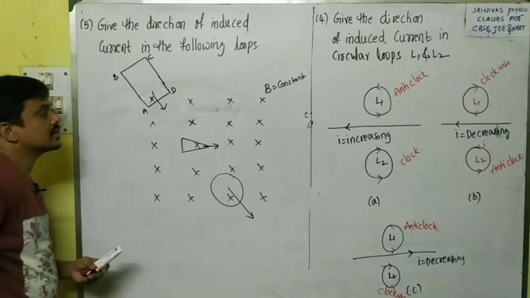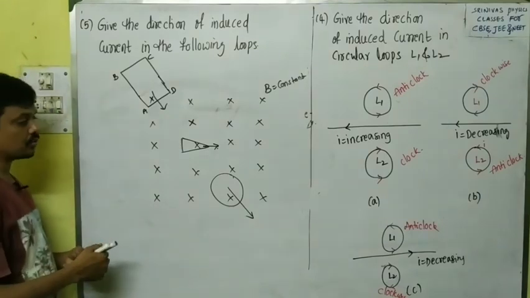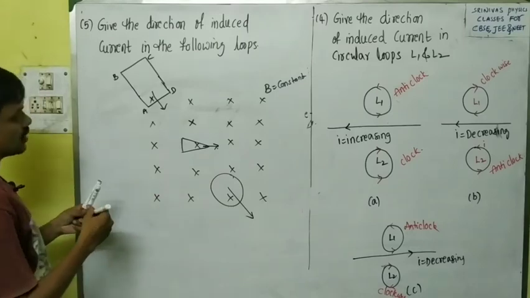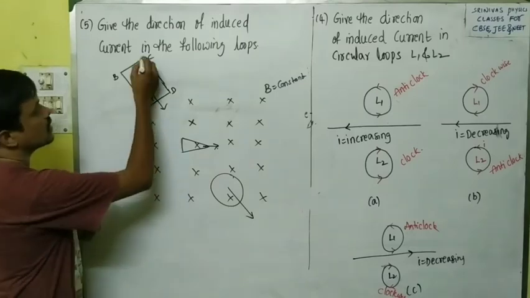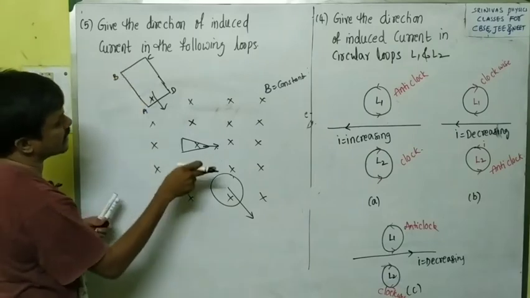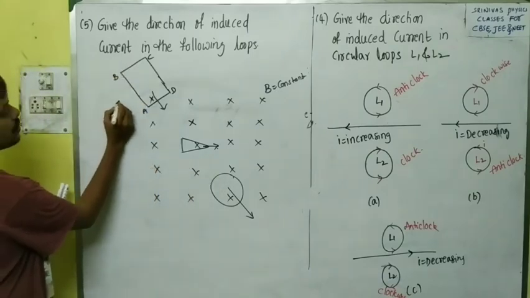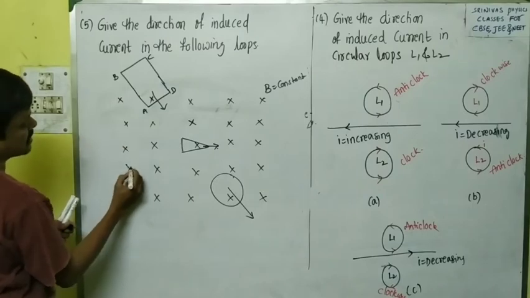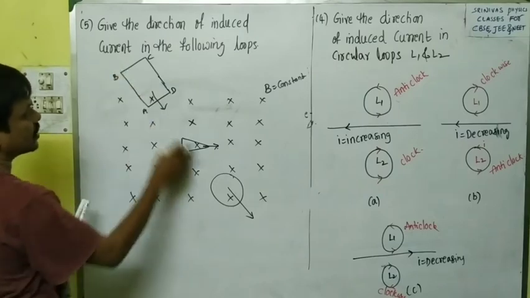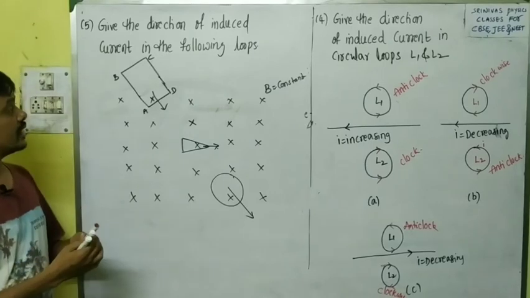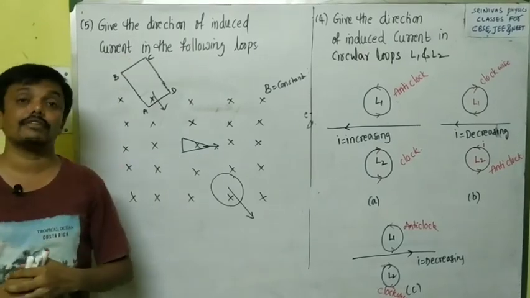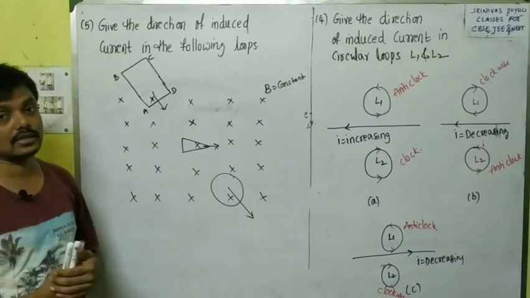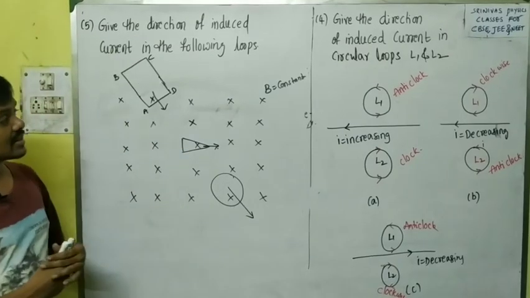Okay, right. And for this, what I have to do, right? For example, this loop, when it is entering into the magnetic field, what happens? When it is entering into the magnetic field, the flux will increase. When the flux increases, which flux is it increasing?